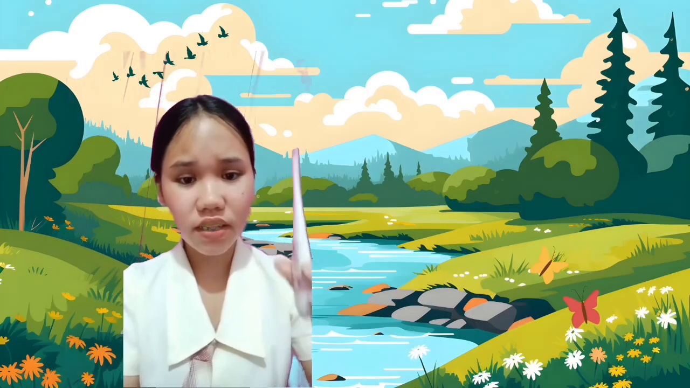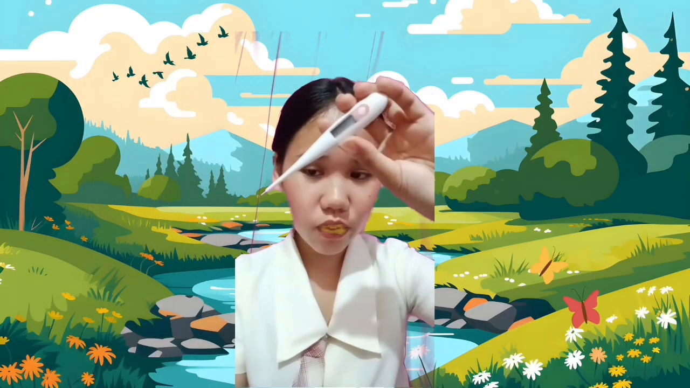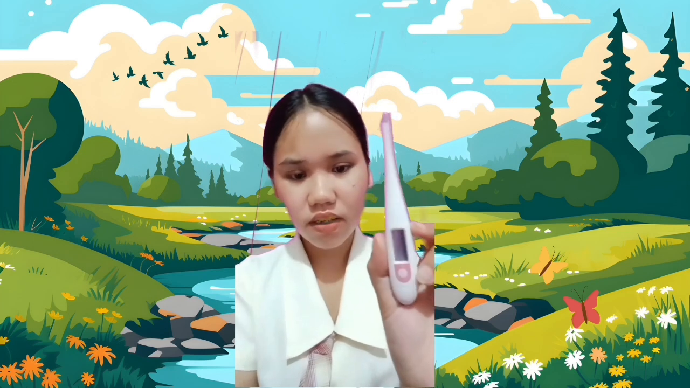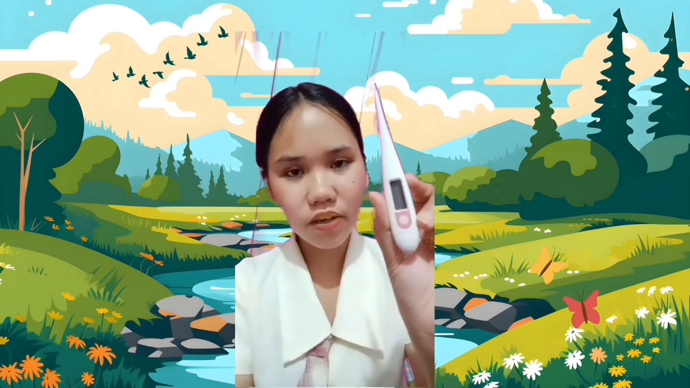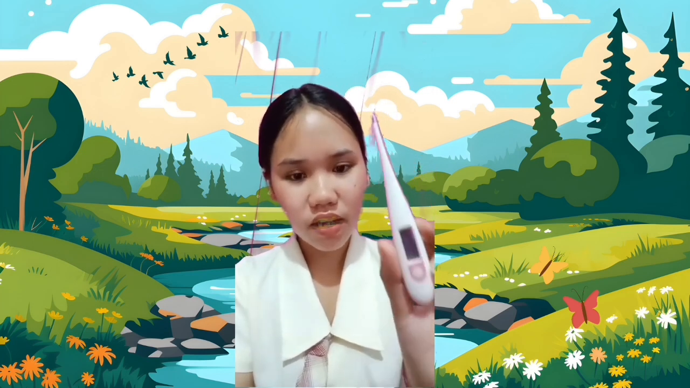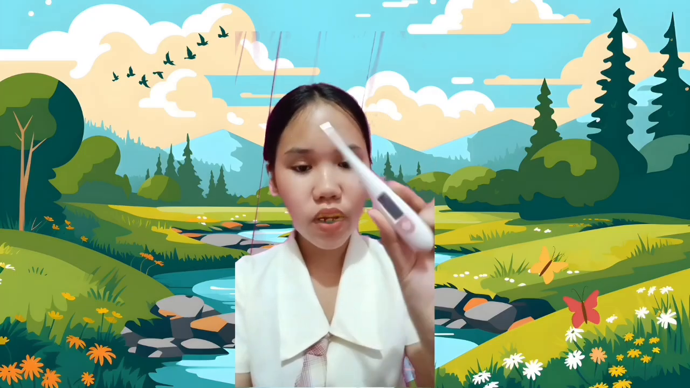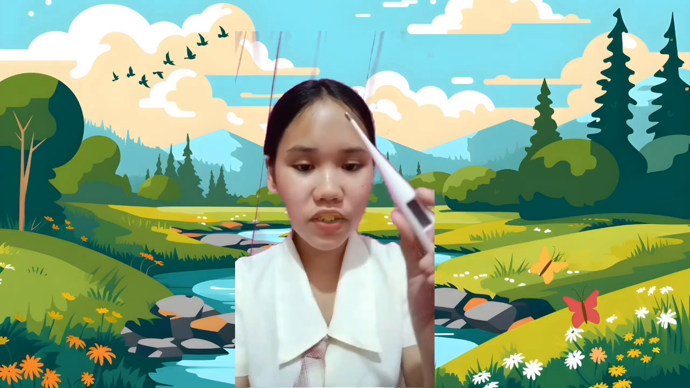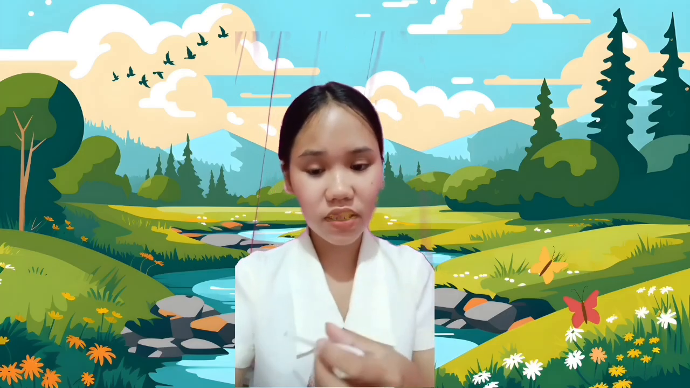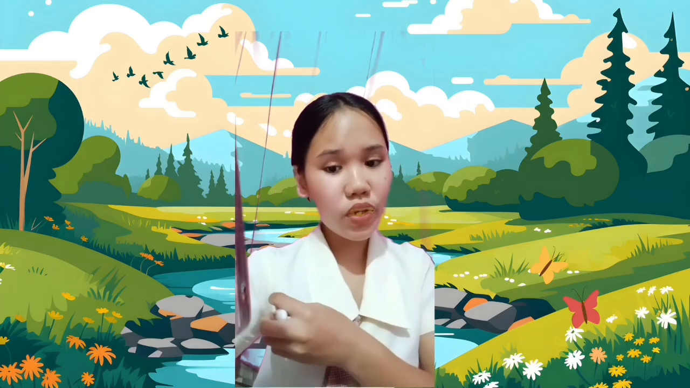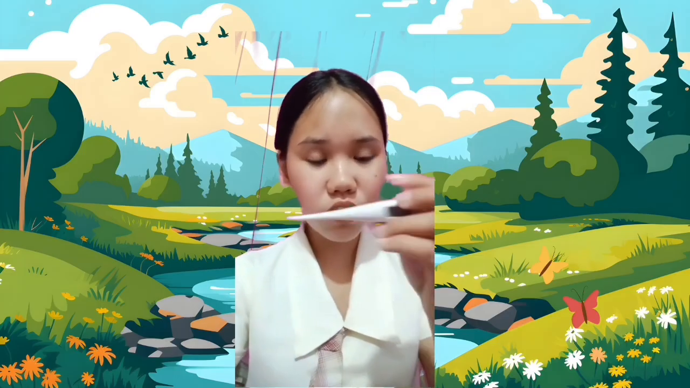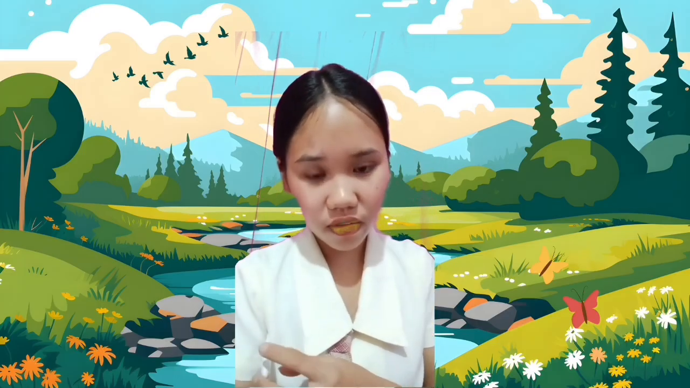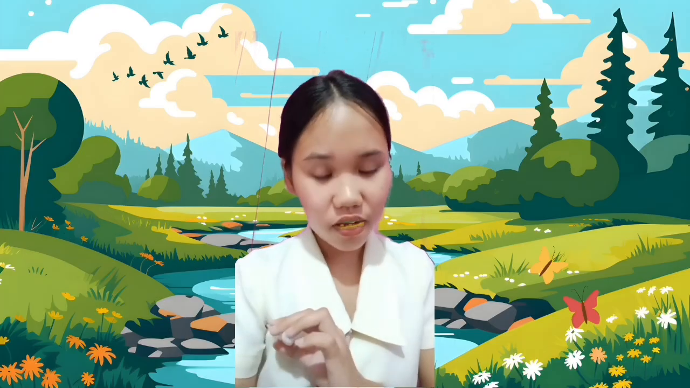So as you can see, the thermometer. Have you noticed? I know all of you have seen this, because every one of us has a thermometer at home. When we are sick, like with a fever, our parents will use a thermometer to check our body temperature. So how will you use a thermometer? Using it like this is wrong. This is not the correct way of using a thermometer.